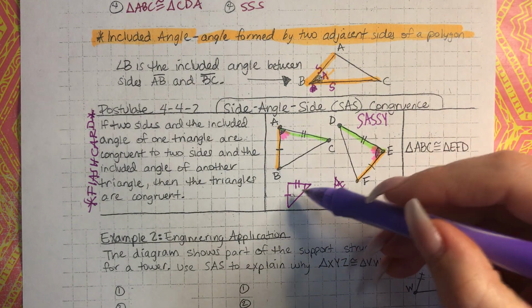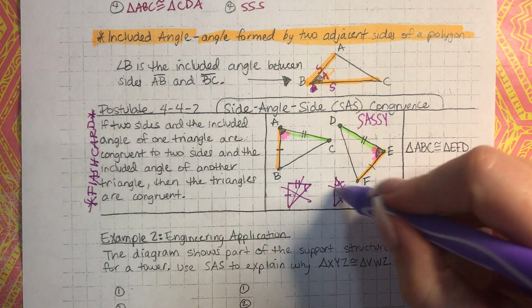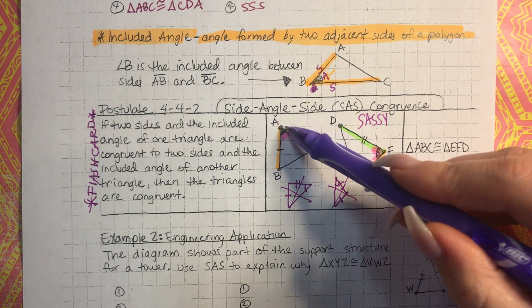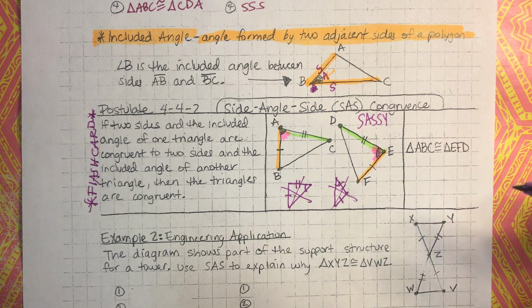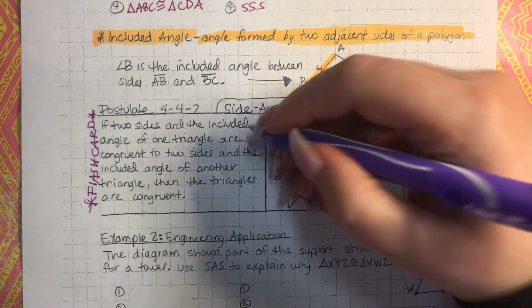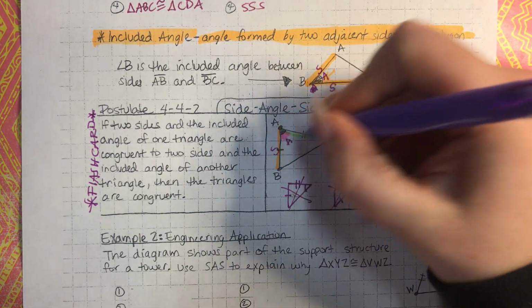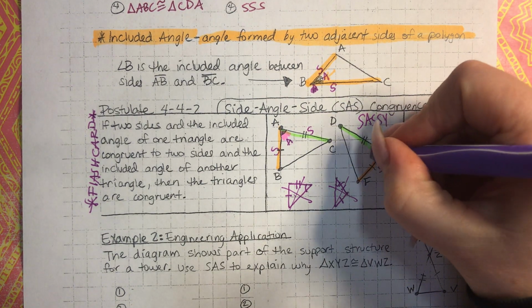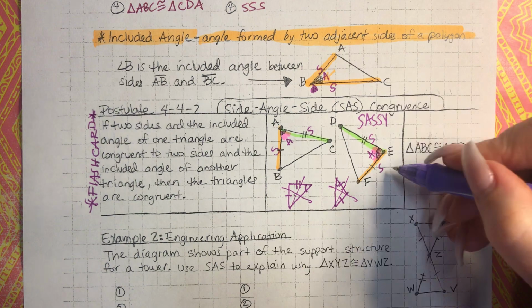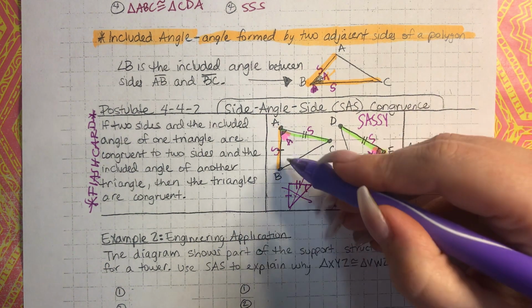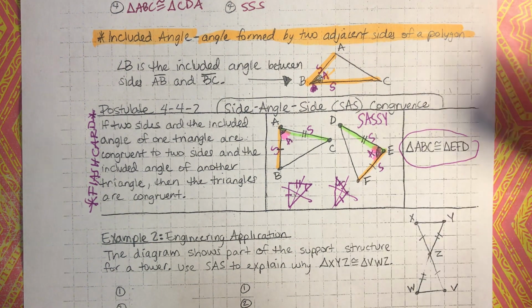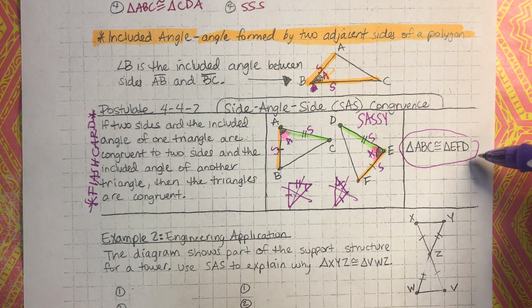Okay, so this is not an example of sassiness, and this is not an example of sassiness. That angle has to be between those two sides that are the same. Do you guys see that? And if you have that, this is your side, this is your angle, which is between these other sides, and this is the side, that's the included angle, and the side, that's side, angle, side. There you can say that the two triangles are congruent.